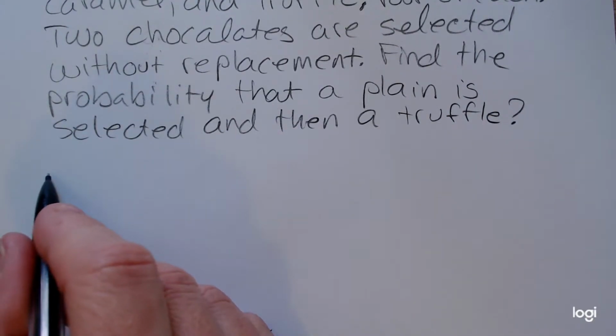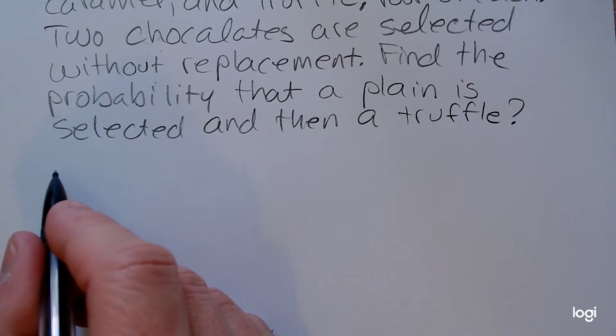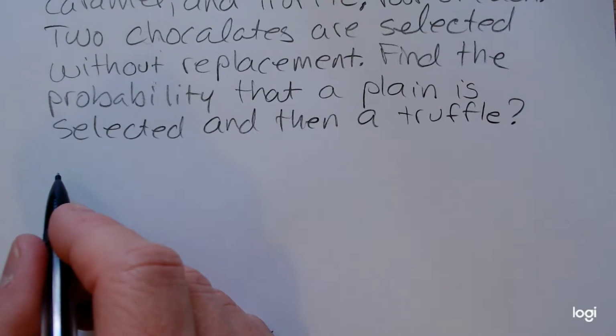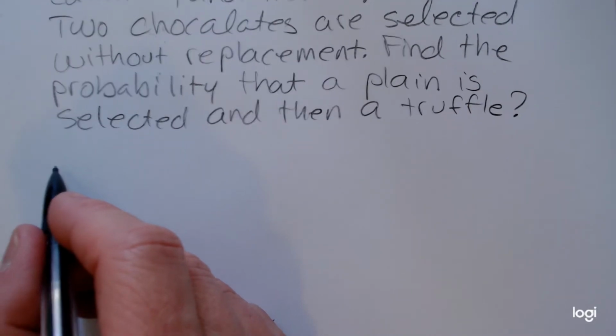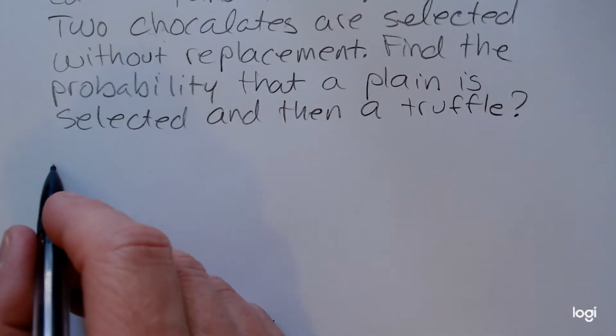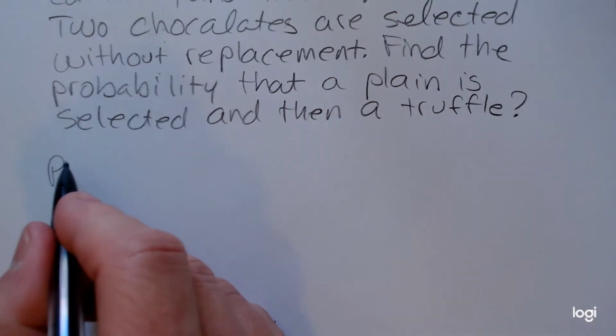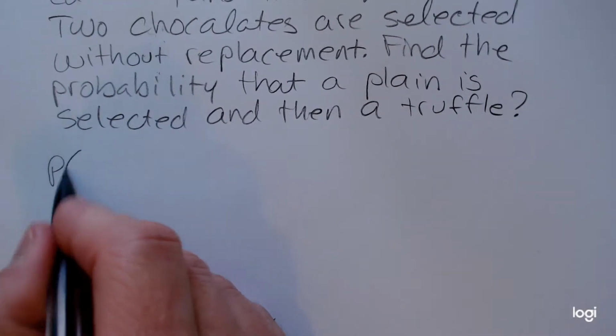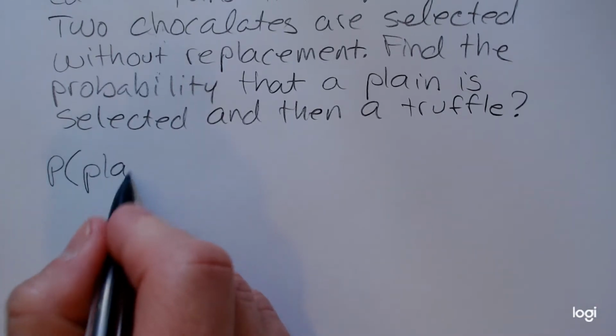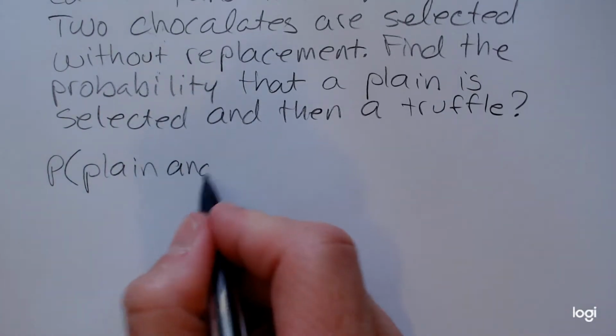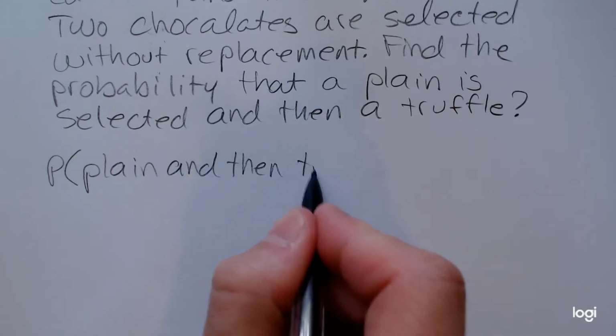So this is the multiplication rule, and you can think of the multiplication rule as the AND rule. If the AND is stated or it's implied, it's typically going to be a multiplication rule for probability example. So this is going to be the probability we get a plain chocolate and then a truffle.